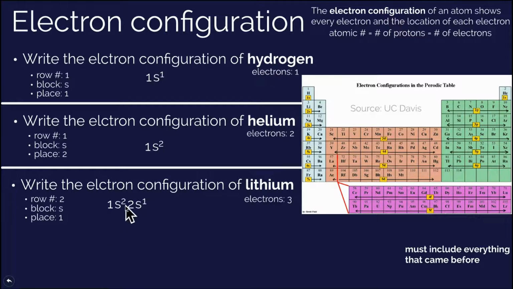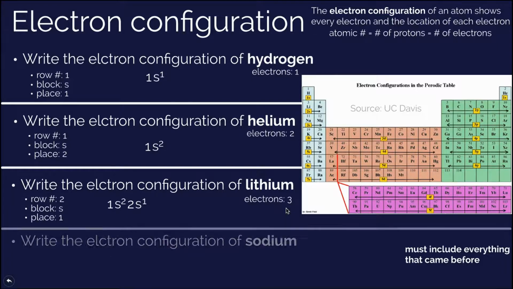So if you go through the superscripts and you add them, you will see that here we have 2 electrons in the 1s orbital, we have 1 electron in the 2s orbital. So overall, 2 plus 1 will add up to 3, so we are showing every electron that lithium will have.